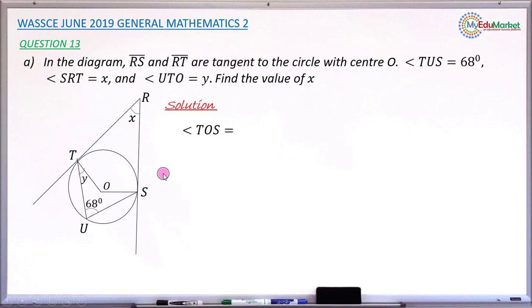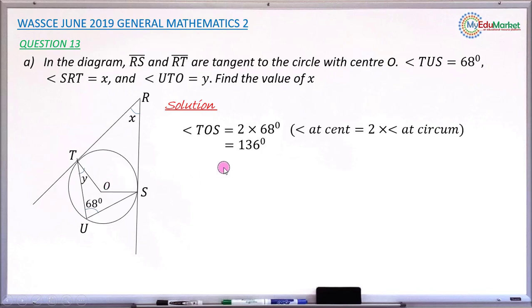That is angle TOS, the angle at the center, equals 2 multiplied by 68, the angle at the remaining circumference. And the reason is angle at the center is twice angle at the remaining circumference. Multiplying 2 by 68 correctly gives 136 degrees. So this angle TOS is now 136 degrees.